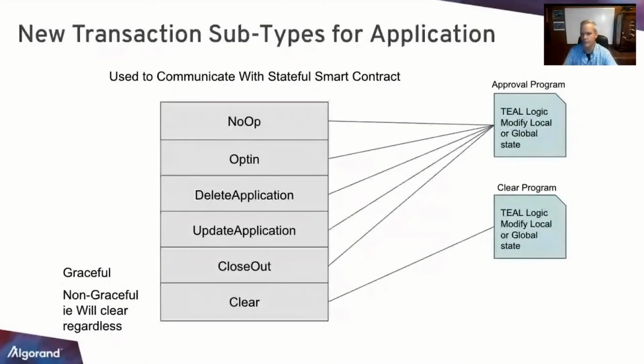And so we've got the approval program for most of your logic and the clear program. Typically in the clear program, you're going to want to clean up the user's local state. So if you're storing some variables in there, you might want to delete those. You may want to modify some of your global state, that type of thing. But as a good smart contract writer, you should also make sure that the closeout in the graceful manner works in a proper fashion.